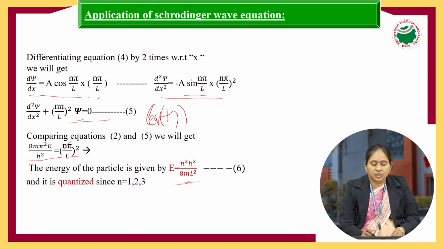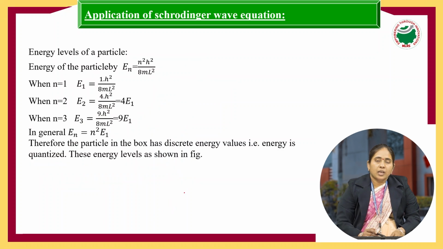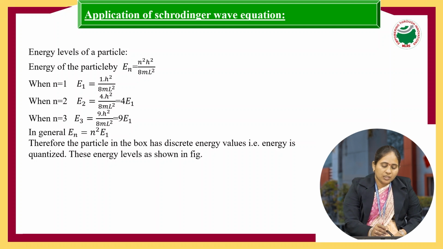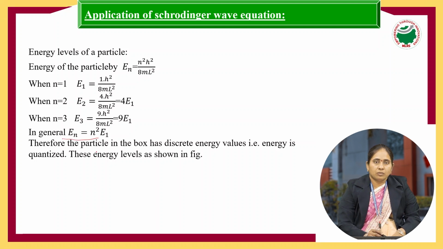What is this expression? That is the energy of the particle. What is the particle here? Assume that it is an electron. So where n is 1, 2, 3. Substitute n: n is equal to 1, E is equal to 1 h square by 8 m L square. N is equal to 2, then 4 h square by 8 m L square. N is equal to 3, 9 h square by 8 m L square, and so on. Then what is the general equation? That is En is equal to n square into E1.